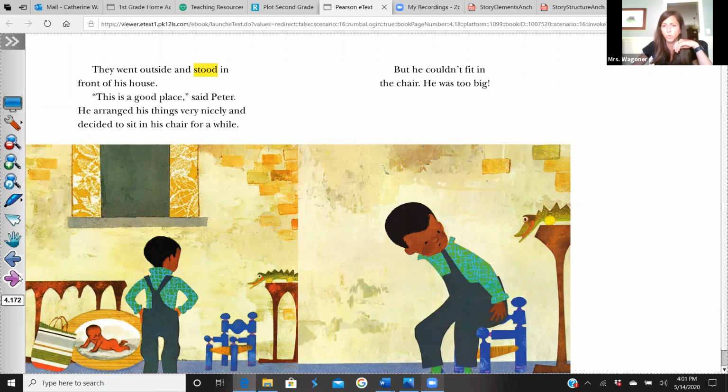Well, that reminds me a little bit of Goldilocks. What do you think the author wants us to understand when he tells us that Peter is too big for the chair? Why do you think Peter only goes as far as the front of his house when he runs away? Why didn't they go any farther?